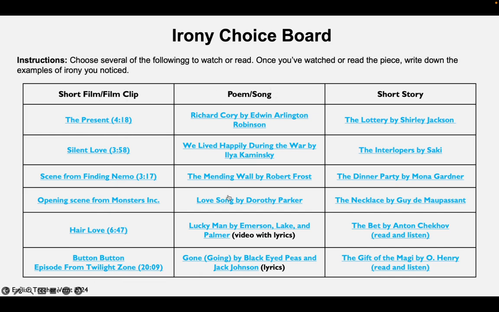We have poems and songs here that they can listen to or read, and then short stories, which obviously are going to take longer than interacting with these other texts, although all the short stories, or most of the short stories we've chosen here, are pretty short, 3 to 4 pages.